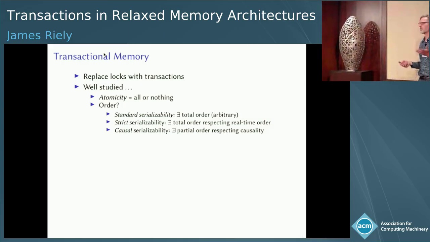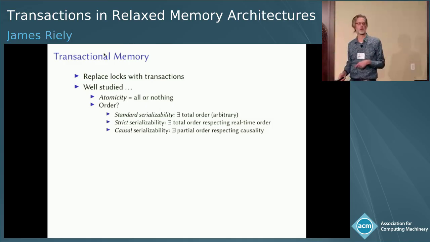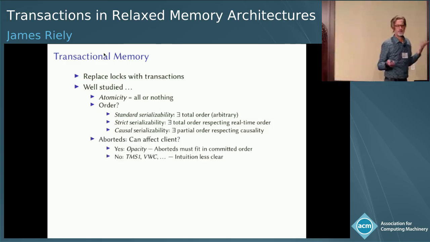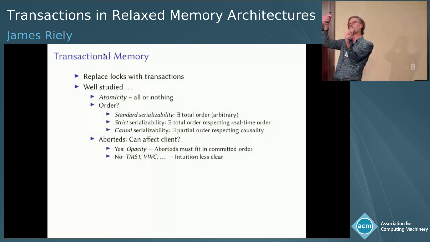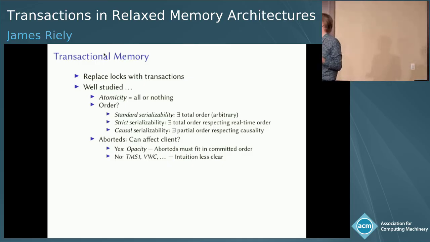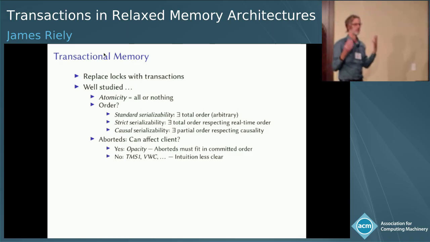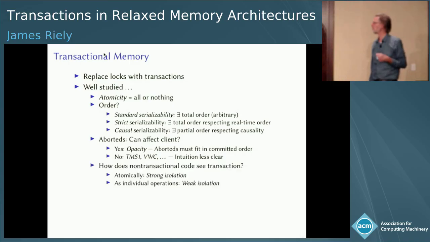But there are stronger notions, for example, some that enforce real time, and weaker notions, which, for example, allow a partial order. The status of aborteds is also something we can debate. For example, if you read something from an aborted transaction, can you use the value that you read in another transaction? If you allow that, you end up with something called opacity. And if you don't, you end up with weaker conditions, which are slightly less clear.